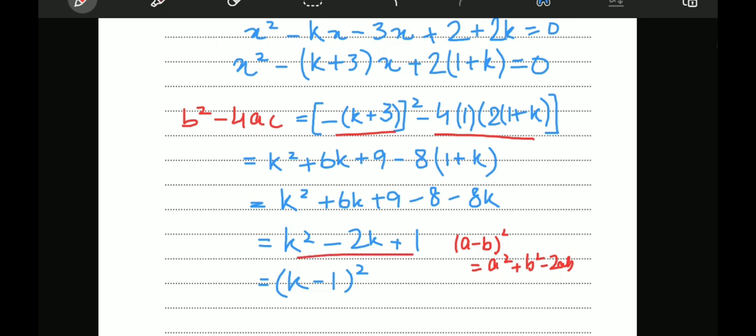See, we can write it in the square bracket form because we know the formula: a minus b whole square is equal to a square, where here a is k, plus b square, where 1 is b, and the minus sign suggests that this is minus 2ab, so minus 2 times k into 1. So this is going to give you minus 2k. This suggests that this is the expanded form of k minus 1 whole square.